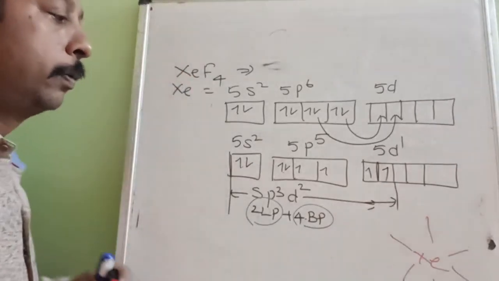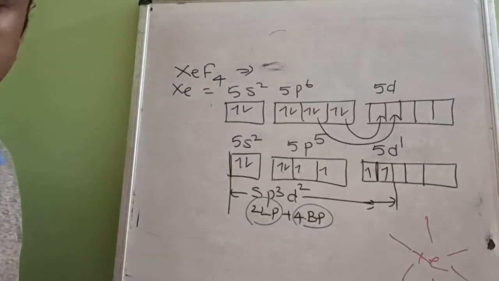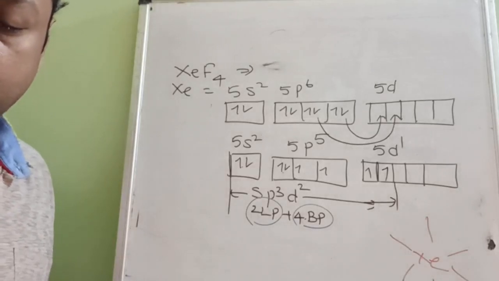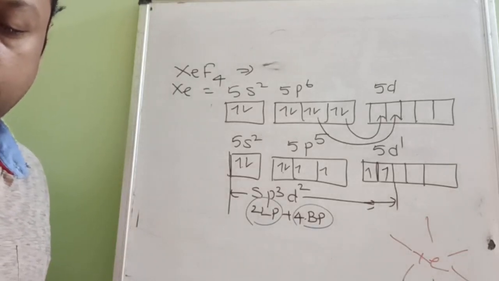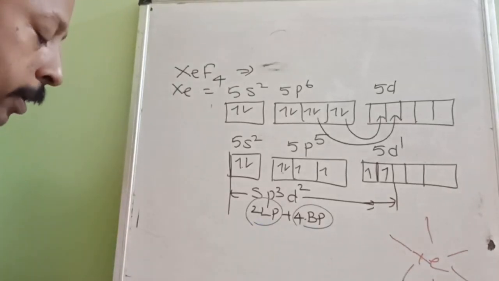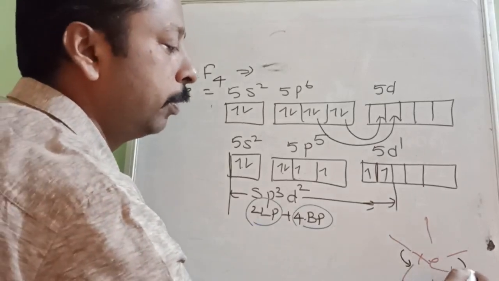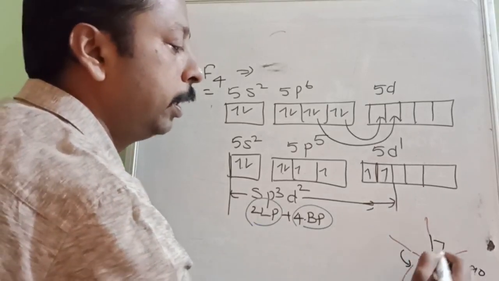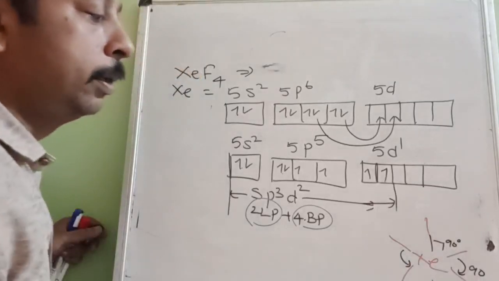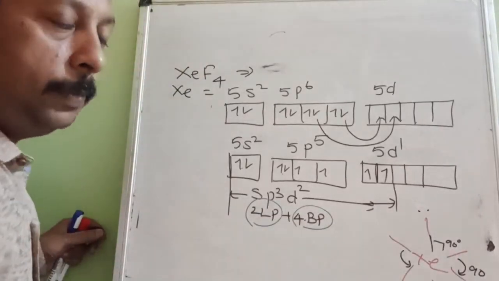So square bipyramidal is the structure. In the square bipyramidal, we can keep the lone pairs. How many lone pairs? 2 lone pairs and 4 bond pairs. So there is no chance of lesser and greater bond angles. Here also 90, and above and below also 90. So we can keep them anywhere, but it is better to keep the lone pairs at the top and bottom of the square.